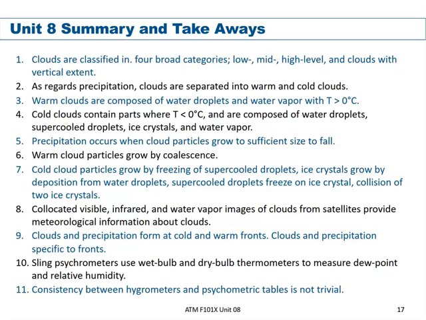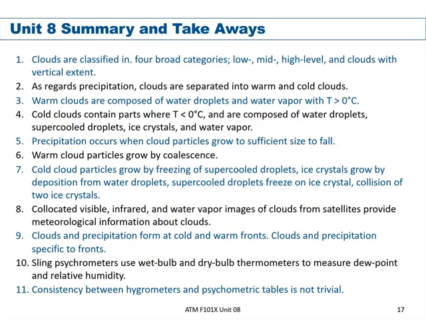5. Precipitation occurs when cloud particles grow to sufficient size to fall. 6. Warm cloud particles grow by coalescence. 7. Cold cloud particles grow by freezing of supercooled droplets, by deposition from water droplets to ice crystals, by freezing of supercooled droplets on ice crystals, and by collisions of pairs of ice crystals.